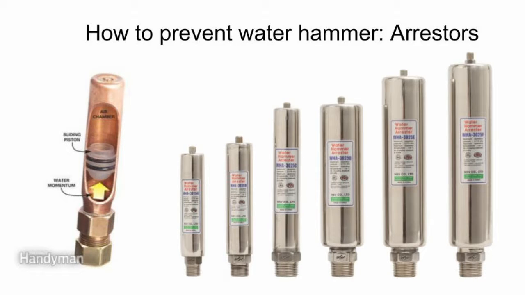We're going to talk about water arrestors now. So buckle up. Basically, you take a water arrestor and you place it on top of your pipe near or around your shut-off valve. When you shut off this valve, the water momentum, the water hammer, will flow up into the arrestor. The water momentum will push on the sliding piston onto the air chamber, and that will act like a shock absorber, like the shocks in your car.